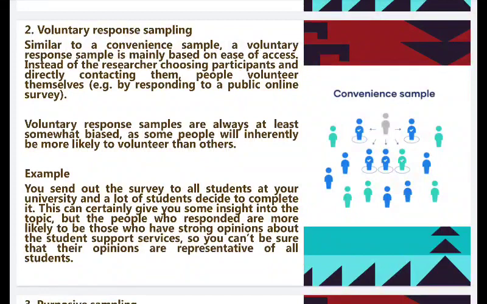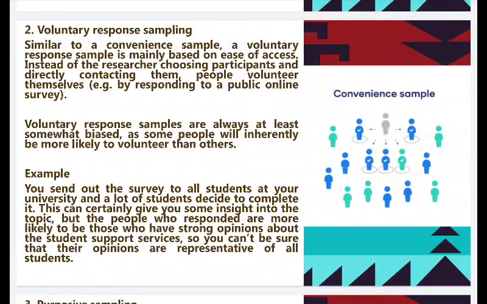Okay, voluntary response samples are always at least somewhat biased, as some people will inherently be more likely to volunteer than others. Hindi pa kasi tayo sure kung yung mga nagbo-volunteer, sila ba yung mga sample na kailangan natin. Example, you send out the survey to all students at your university and a lot of students decide to complete it. This can certainly give you some insights into the topic, but the people who responded are more likely to be those who have strong opinions about the student support services.